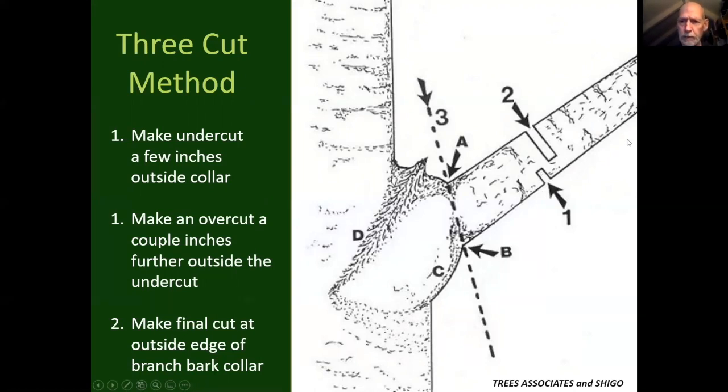So it's just going to snap off. You're going to be left with a little stub. And then you come back and make your third cut, which is in the typical location just outside the branch bark collar. But all you're taking off is a stub here. You're not taking off a big, heavy branch. So that's the 3-cut method.